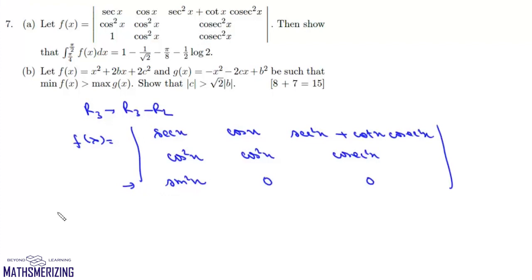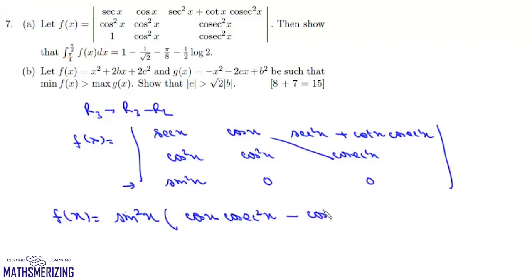Now we expand this determinant about this third row, we'll get this function f(x) as sin square x into cos x into cos square x, and then minus cos square x into secant square x plus cot x into cos square x.